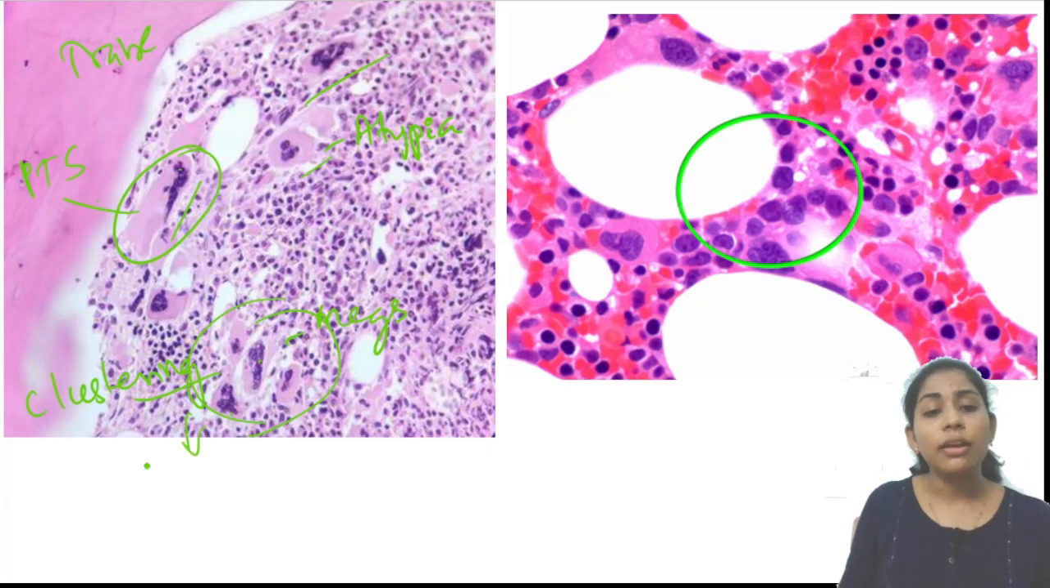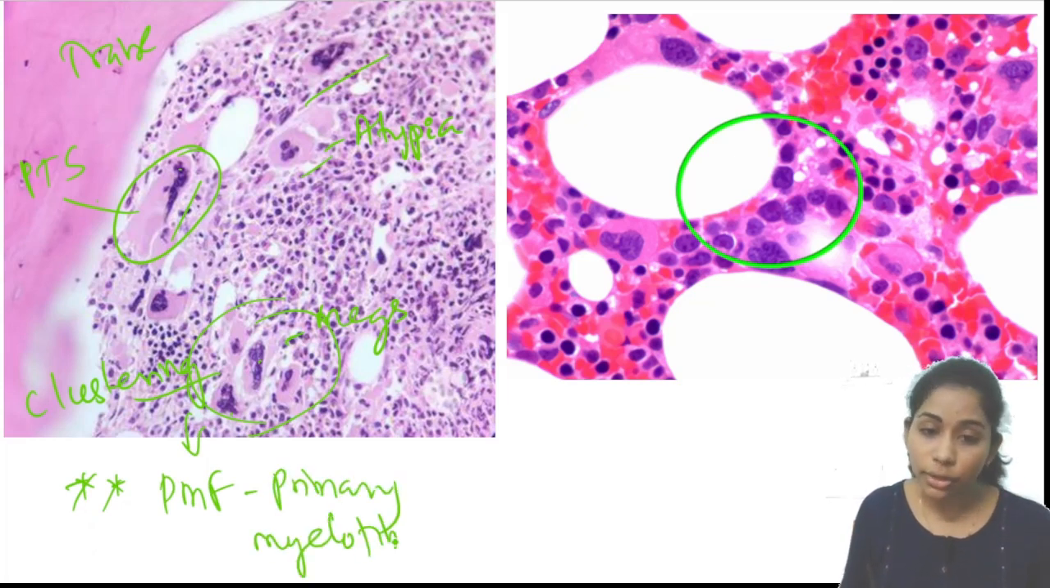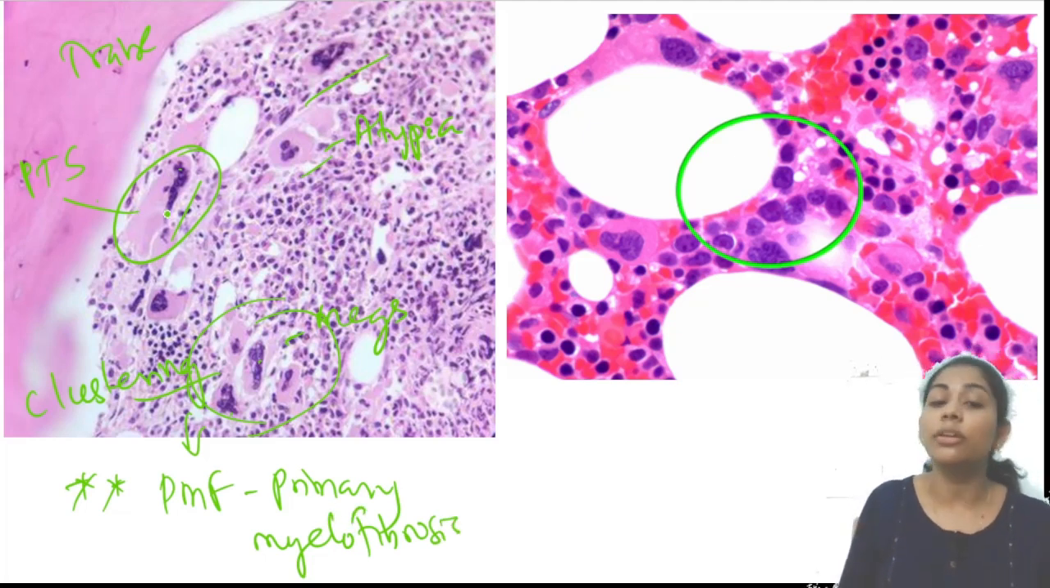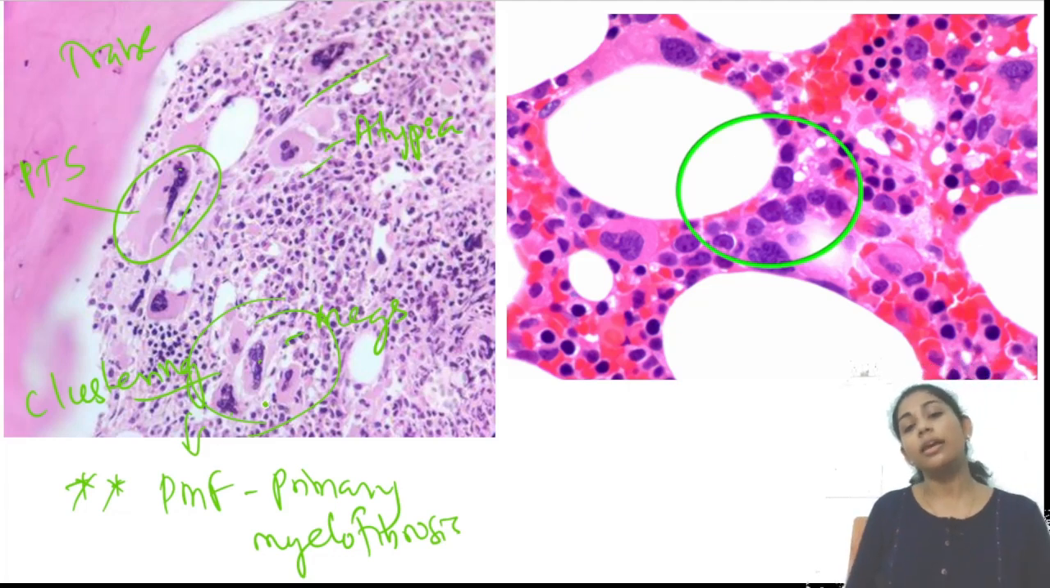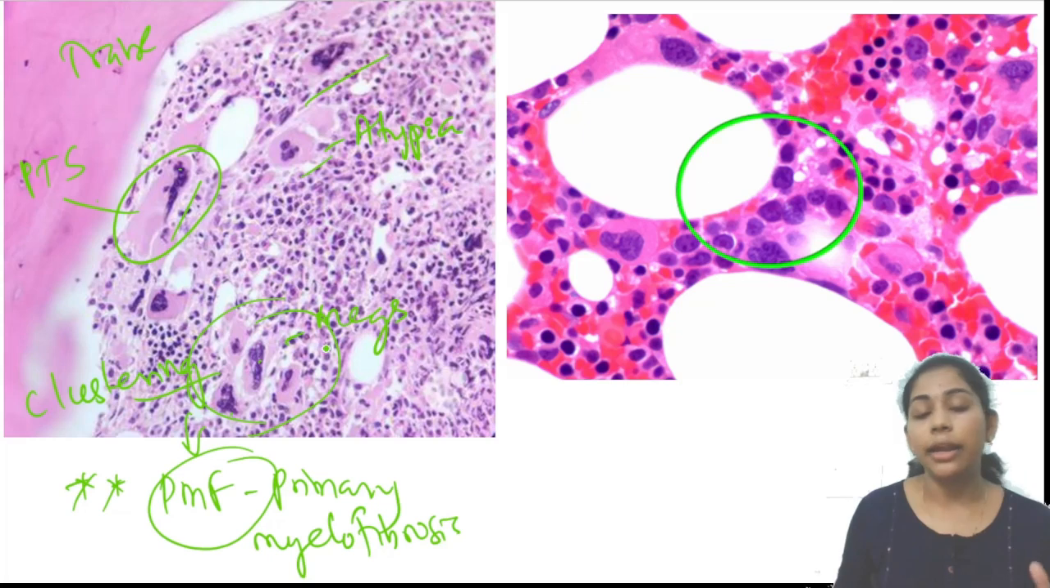All this is pointing towards which diagnosis? Yes, you know the diagnosis. Yes, you are correct. It is PMF, primary myelofibrosis. It will have megakaryocyte clustering, megakaryocytic anisocytosis, and abnormal localization, especially paratrabecular localization. All these things are pointing towards the diagnosis PMF. See, if you know the normal, the abnormal is very easy. It's like a cakewalk.